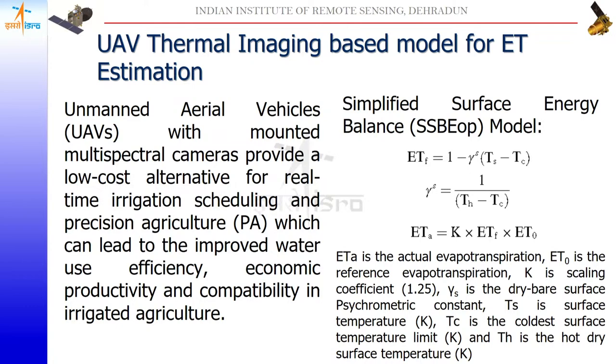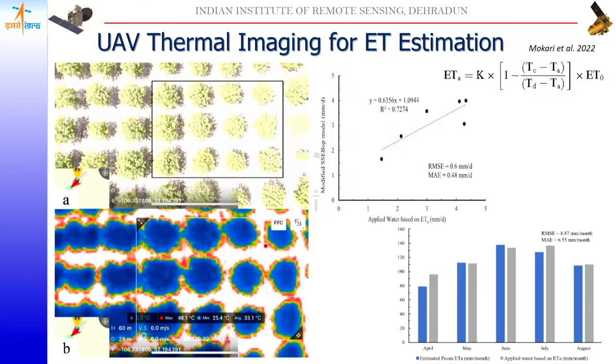So these are the hot temperature and cold temperature for any kind of canopy, which ultimately define the psychrometric constant. With these values, the scaling factor, the fraction of evapotranspiration and reference evapotranspiration are incorporated to further compute the actual evapotranspiration, which gives quality results in very limited time. You can integrate the results and precisely define the evapotranspiration rate.